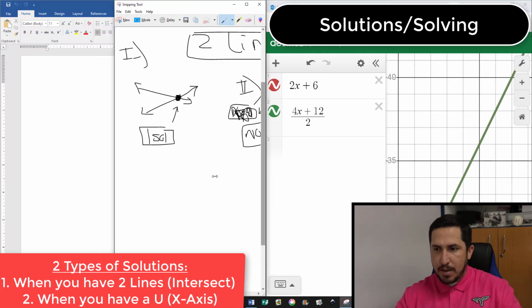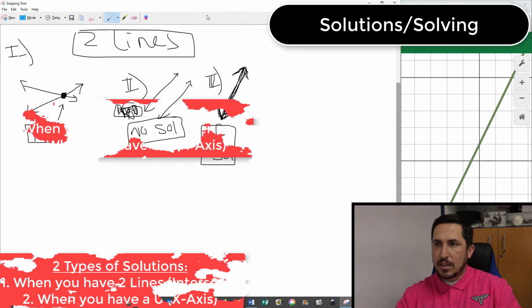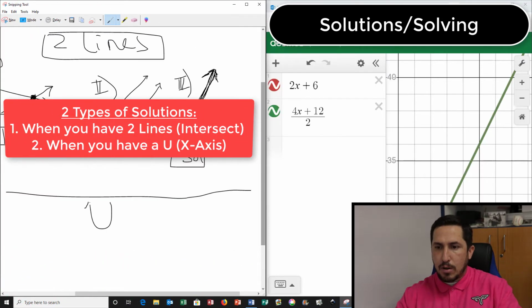That's solutions whenever you have 2 lines. That's the first type. The second type is whenever you have a U. Whenever you have a U on the grid, here's how to find solutions when you have a U. The first type is this.